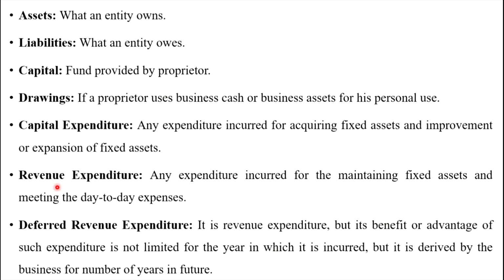Then revenue expenditure. Here revenue expenditure is any expenditure incurred for maintaining fixed asset and meeting the day-to-day expenses. What are the day-to-day expenses? Any businessman or any company has to pay the salary or other expenses, that is pay rent, electricity bill, okay, purchase of material, that are nothing but the day-to-day expenses, and expenses incurred on that we call it as a revenue expenditure, and this expenditure will give the returns in that accounting period only, in the same year. That's why it is called as revenue expenditure.